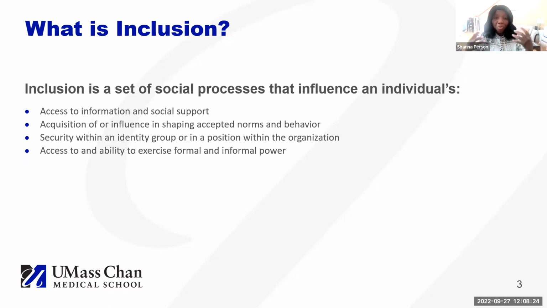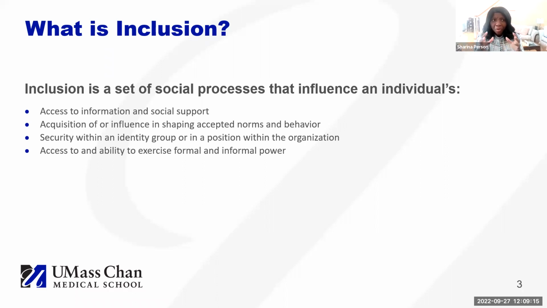Because that's another term that we've been using as it relates to the DES. And inclusion really is just a set of social processes that are going to influence an individual's access to information and social support. Do they feel like they have a support system that is fostered by their institution? Whether or not they feel they have license to help shape what are the accepted norms and behaviors at their institution, if they find security within whatever identity group they identify with or in their position within the organization, and whether or not they feel like they have access or the ability to exercise both formal and informal power in their organization.